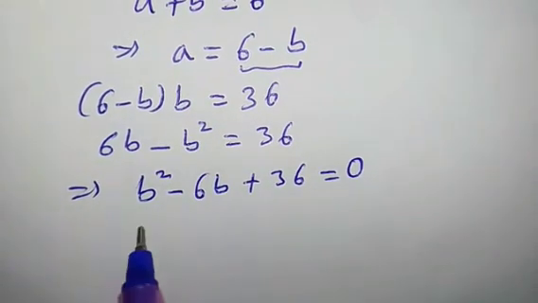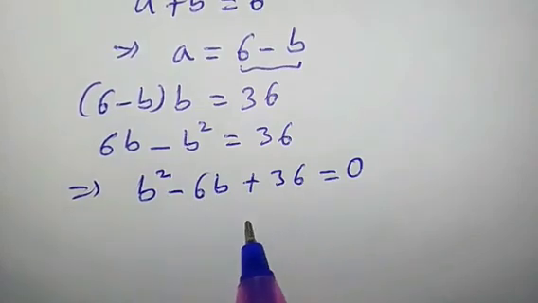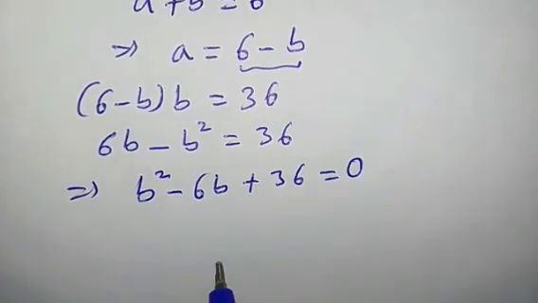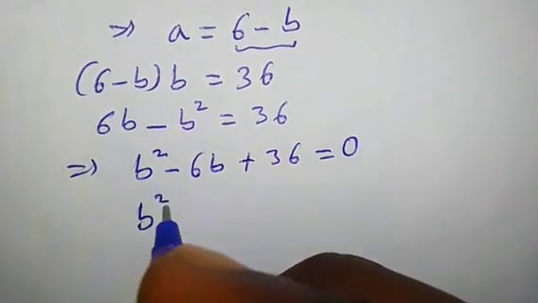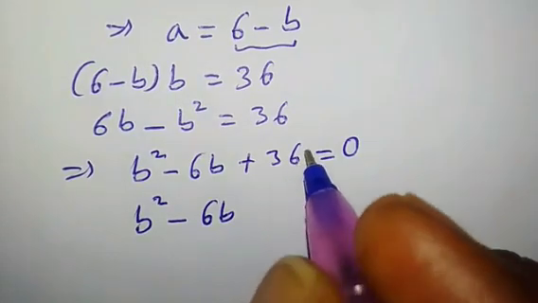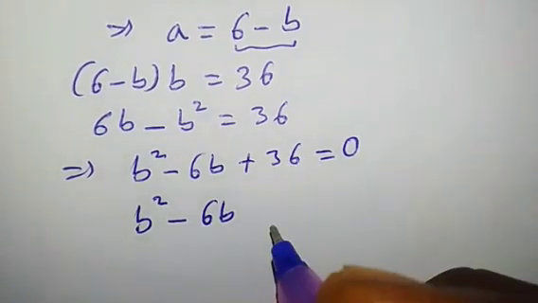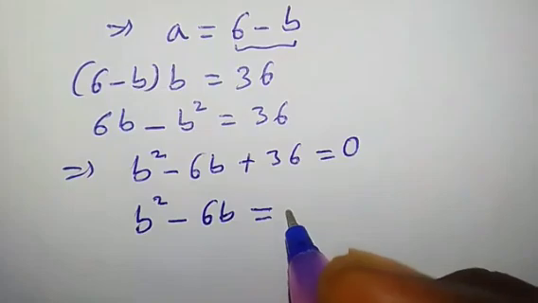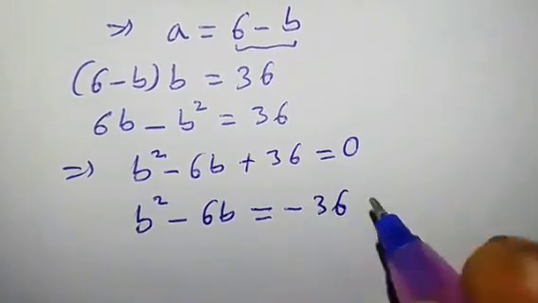You will see that this is a quadratic equation and we can solve it using the completing the square method. So let us solve this using completing the square method. We have b squared minus 6b. The first thing we are going to do is to transfer this 36 to the right hand side. So this is equal to minus 36.